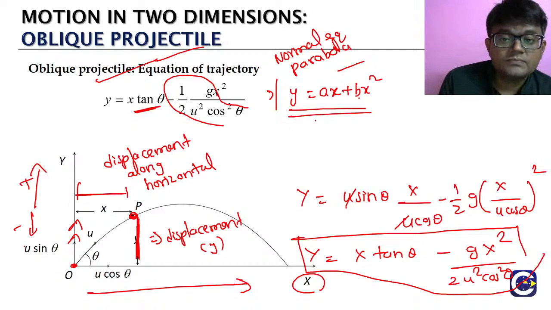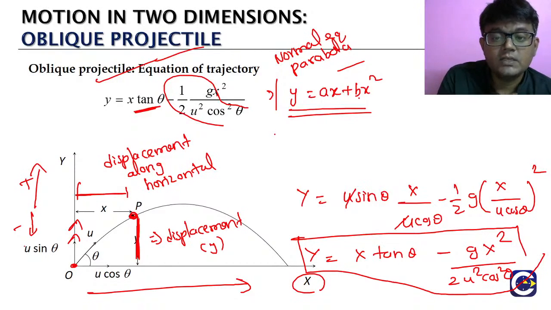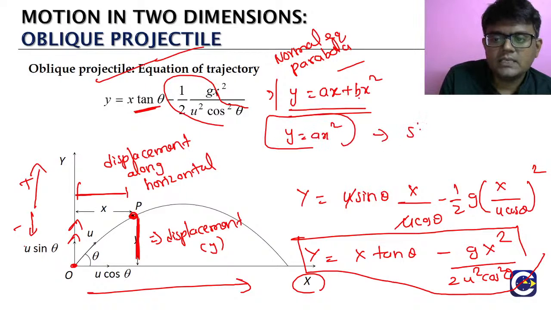So in the horizontal projectile, what did we see? We are comparing the equation of that horizontal projectile with the standard equation of the parabola. What is the standard equation of a parabola? y is equal to ax square type. This is the standard equation of a parabola. Okay, how does the standard equation come?